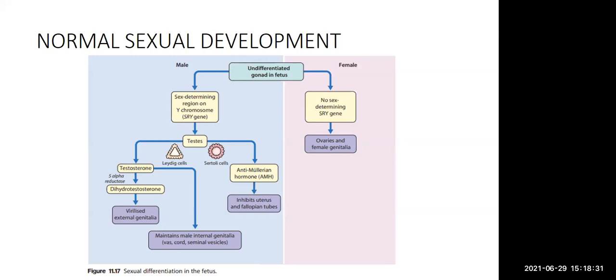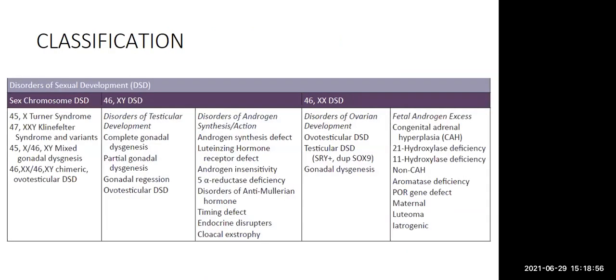So if the fetus has a Y chromosome, it will develop into a male gonad, and if there is no Y chromosome, it will proceed to the female gonad. Disorders of the chromosome itself, the gonad, or the hormone will lead to disorders of sexual development. Okay, so next we go to the classification.